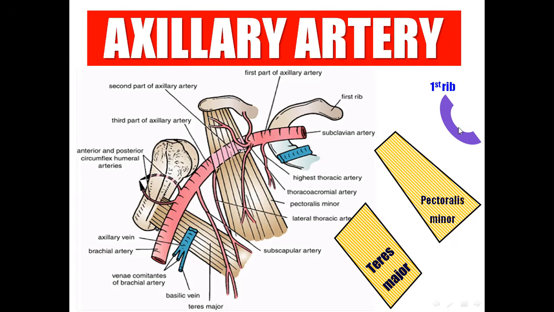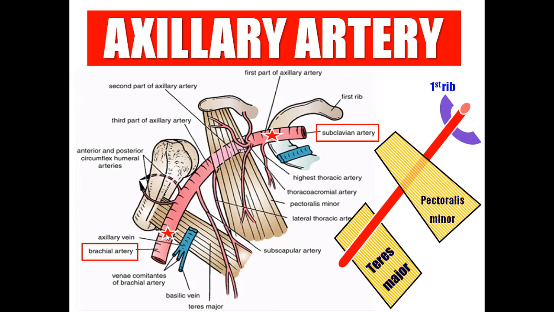Again, this is the axillary artery. It begins at the outer border of the first rib as the continuation of the subclavian artery, and terminates at the lower border of teres major to continue as the brachial artery. The course is divided into 3 parts by pectoralis minor. First part above, second part behind the pectoralis minor, and the third part below pectoralis minor.